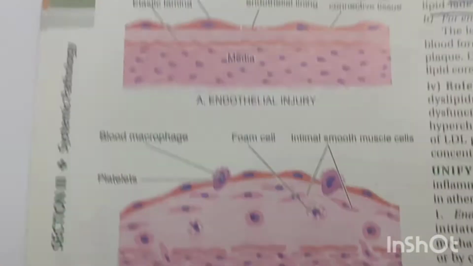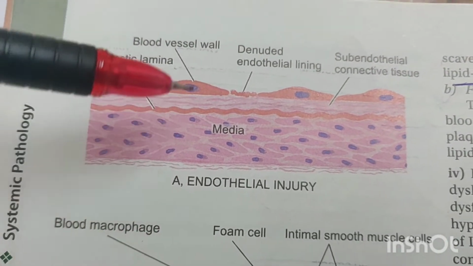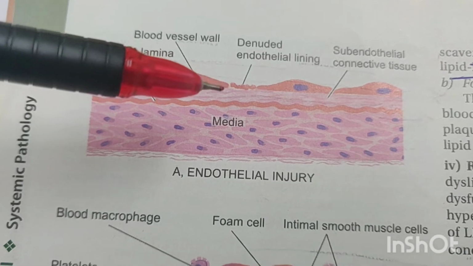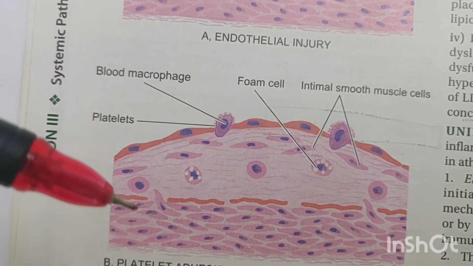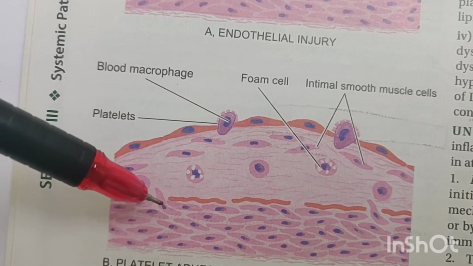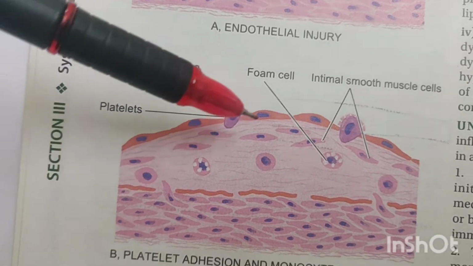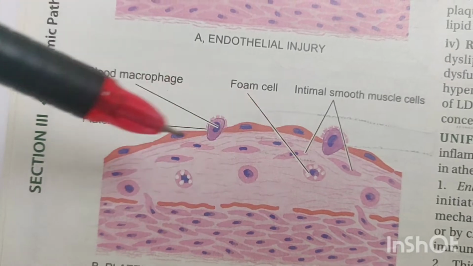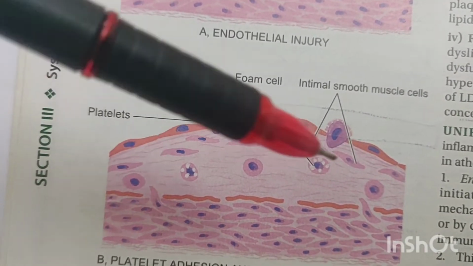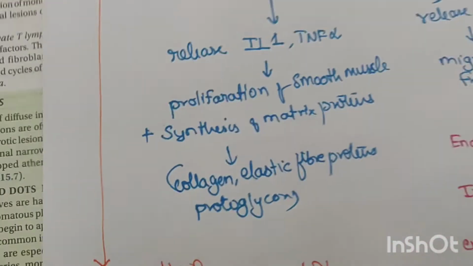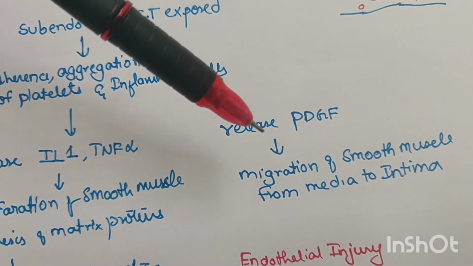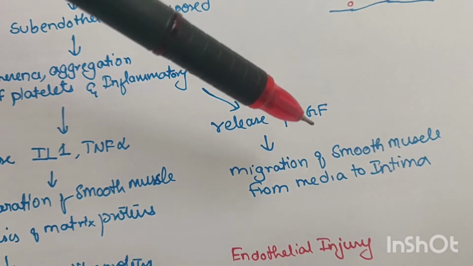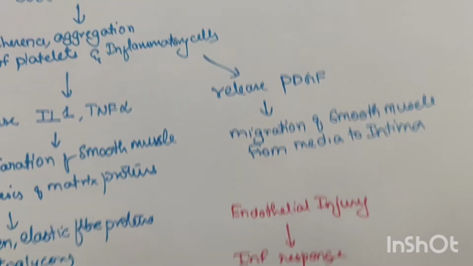So normally, whenever there is endothelial injury, there is an inflammatory reaction in which the smooth muscle cells will migrate from the medial layer to the superficial, that is, the intimal layer. Okay, next we have the release of growth factor, which causes the migration of smooth muscle from media to intima.